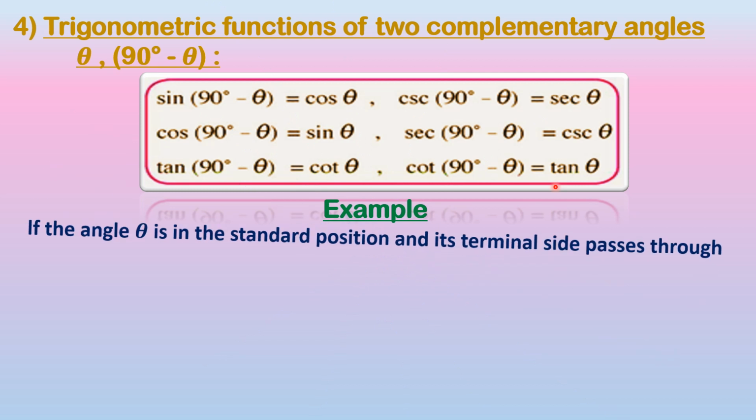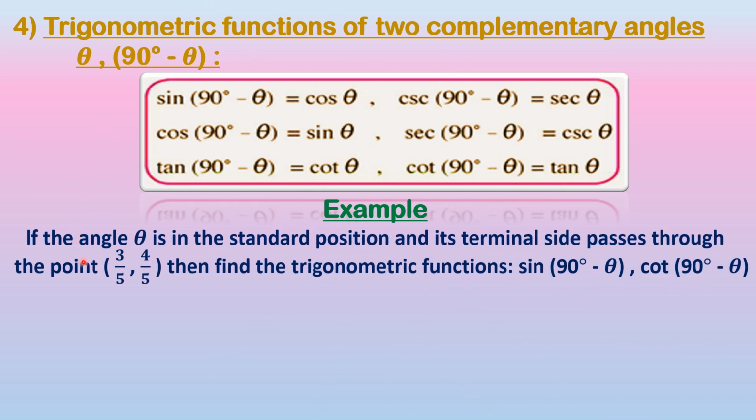For example, if the angle theta is in the standard position and its terminal side passes through the point 3 over 5, 4 over 5, then find the trigonometric functions sine 90 minus theta, cotan 90 minus theta. The solution.